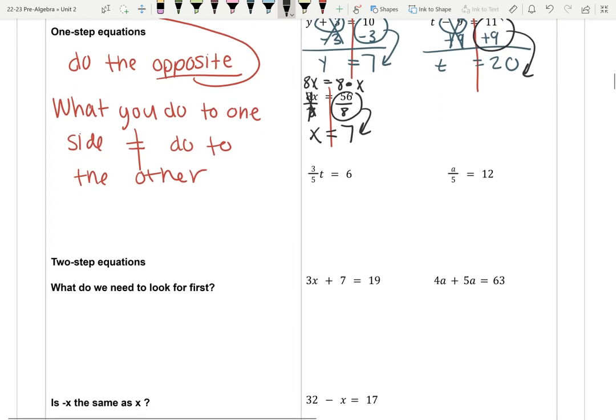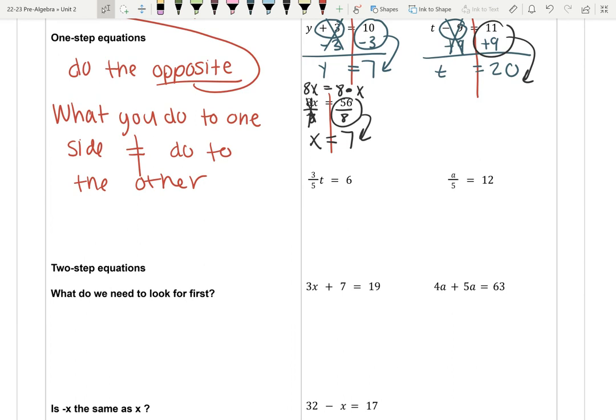Okay, so next we have some fractions. Just like above, this just means 3/5 times t. The opposite of that is division, so I'm going to divide both sides by 3/5. Let me draw that line down there as well. Remember, I do it to both sides, which again means that these cancel. I'm left with just t equals, and I would just use your calculator to do this, and you should get 10. 6 divided by 3/5.